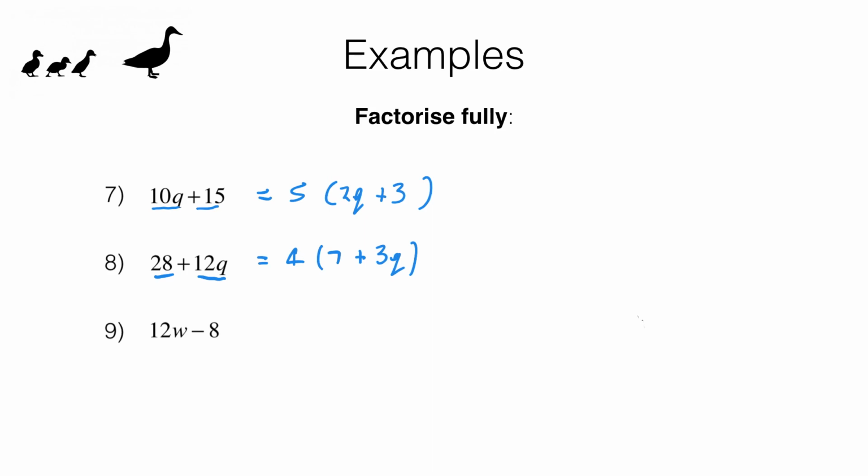Question 9. The highest common factor of 12 and 8 is 4 again. I have my open bracket. The term I multiply 4 by to make 12w, well, I multiply 4 by 3 to make 12, so that'll be 3w. And I multiply 4 by negative 2 to make negative 8, so that'll be negative 2.